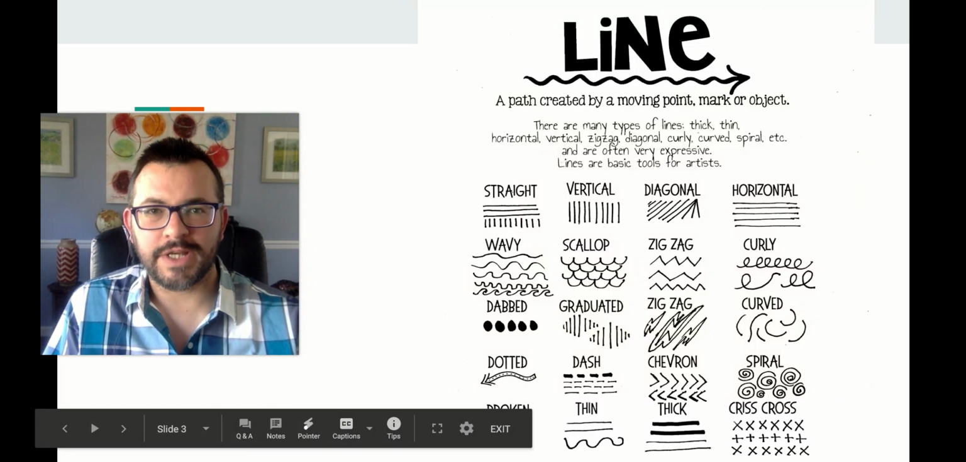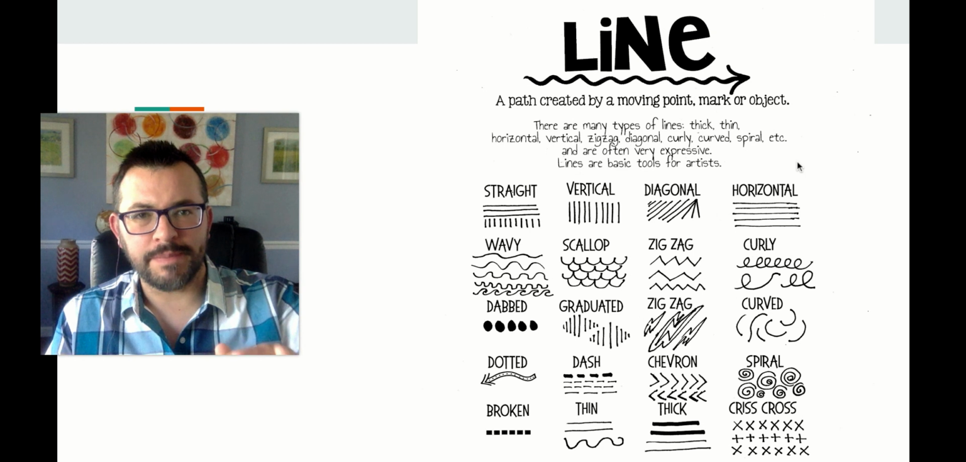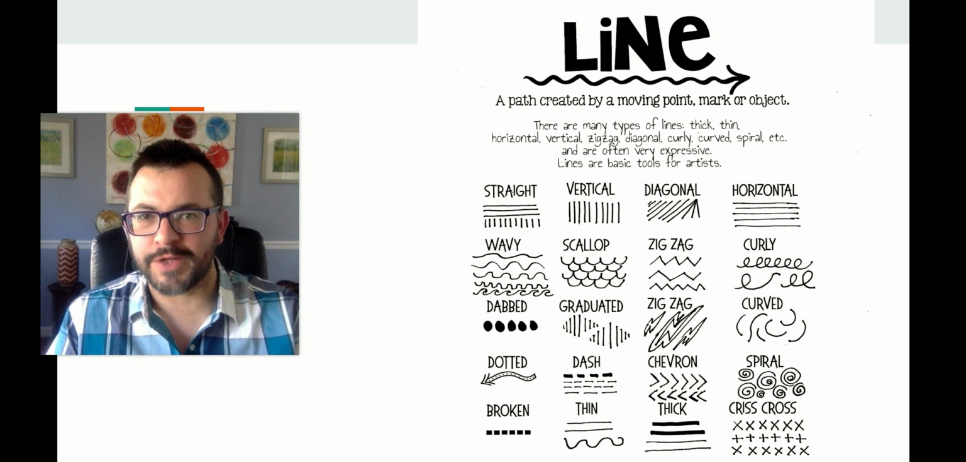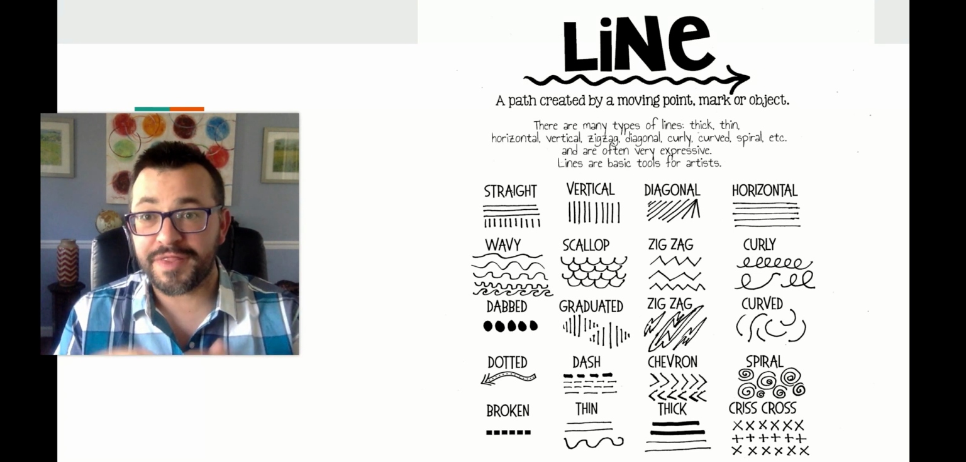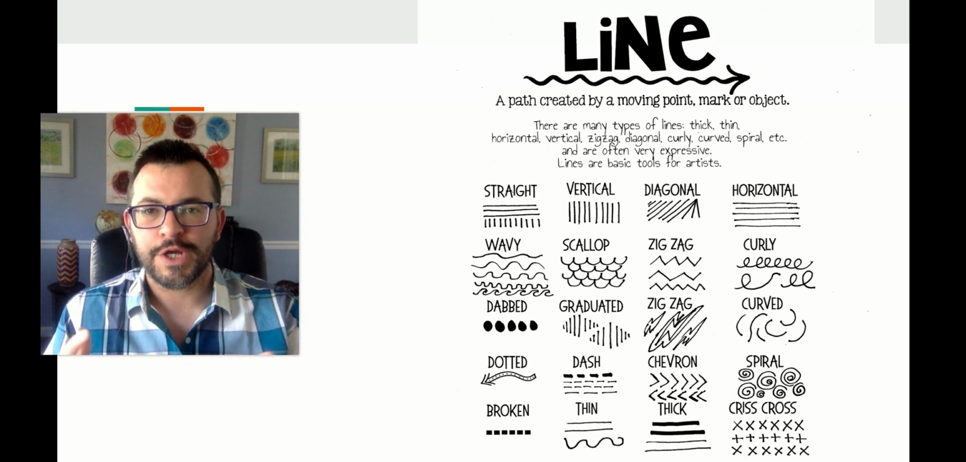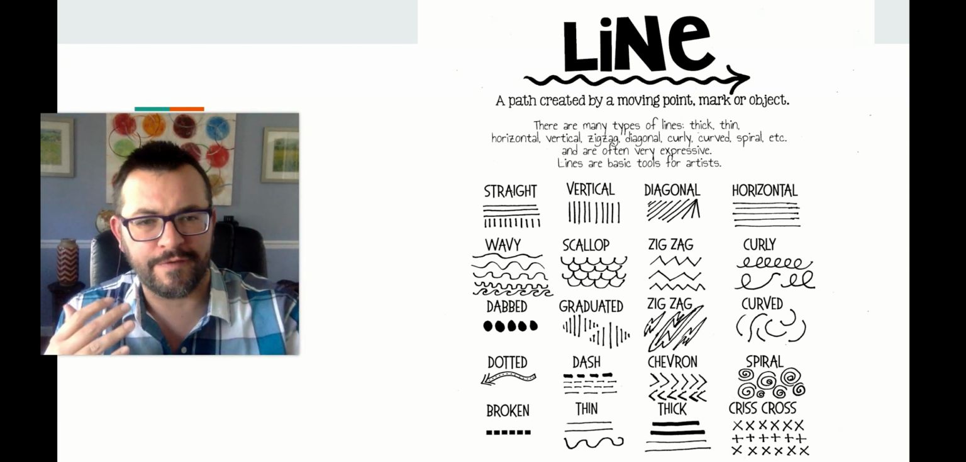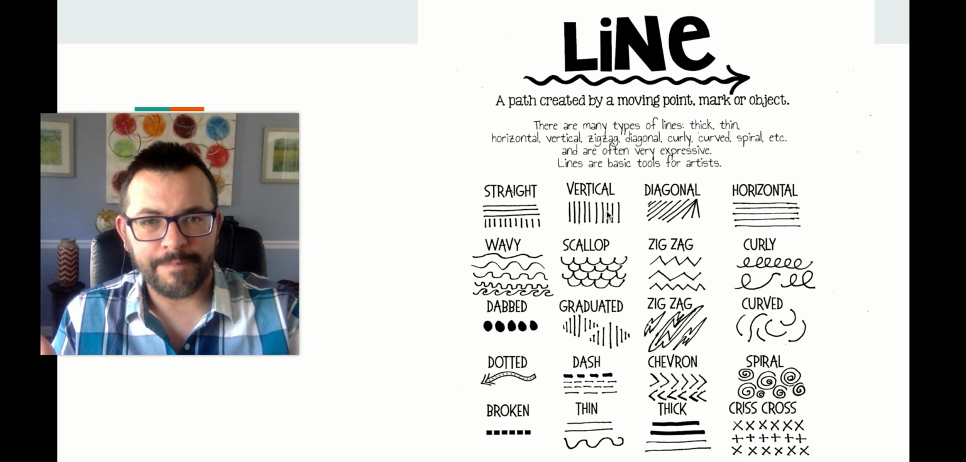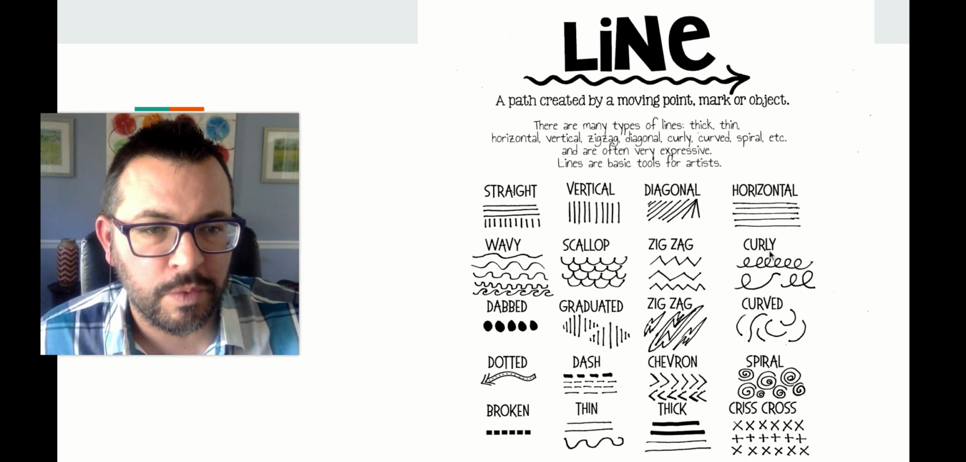So let's take a look at a lot of these characteristics of the element of line. There are many types of lines like thick, thin, horizontal, vertical, zigzag, diagonal, curly, curved, spiral, as many as you can think of, right? There are different ways to create a line. Here on the screen are just a few examples that we have seen some of in that video, but there are some other ones here.